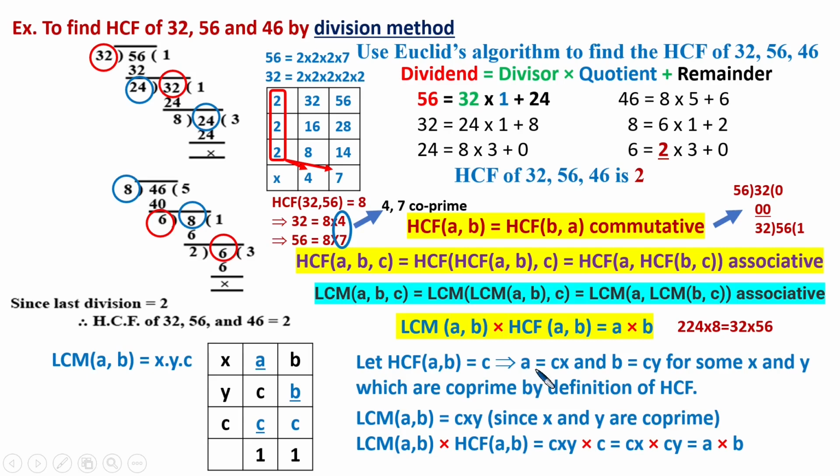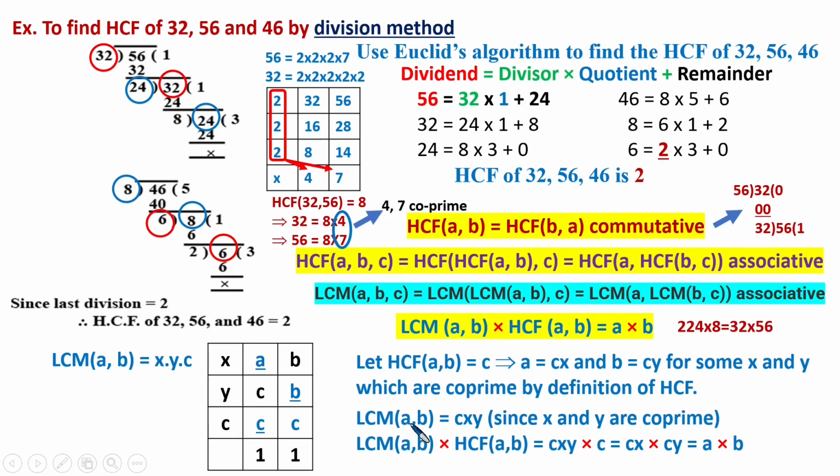So I write A is equal to C times X, and B is equal to HCF times some Y, which is 7 here. So B is equal to C into Y, and these two numbers X and Y are co-prime by definition of HCF. So when you want to find the HCF, these two numbers have to be co-prime. Otherwise, if they are not co-prime, then again you can continue dividing.